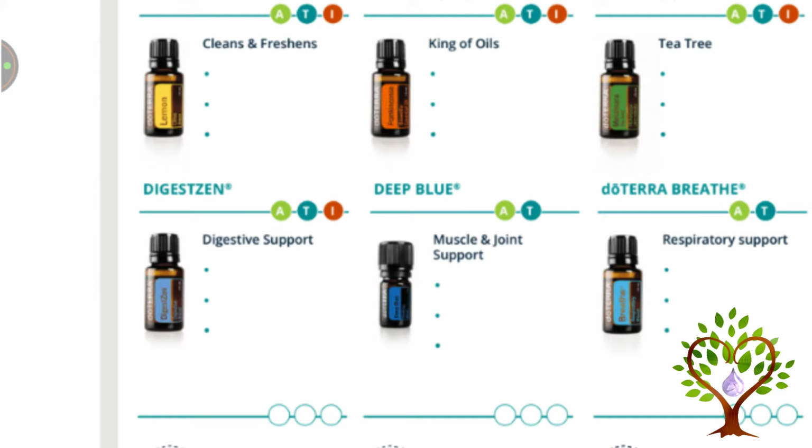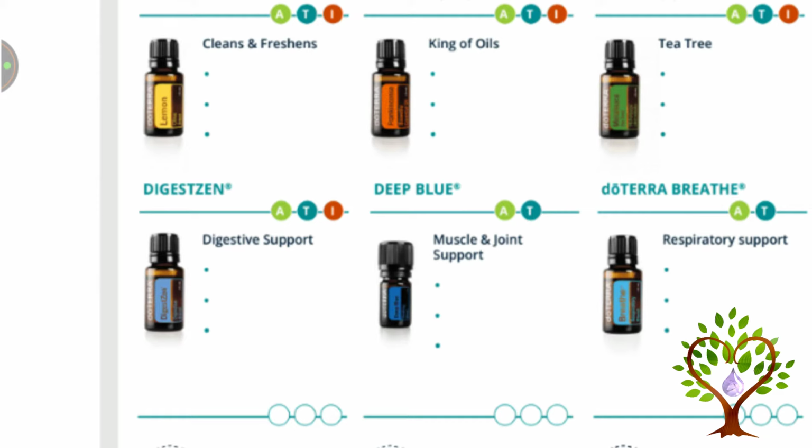Take it internally for your acid reflux. You could take it topically. You can put it on your belly for tummy support. You can put it in your diffuser. So if a lot of people are having some nausea issues, you can relieve that in the air. That is Digestin. Deep Blue is the first one I'm going to talk about that cannot be taken internally.